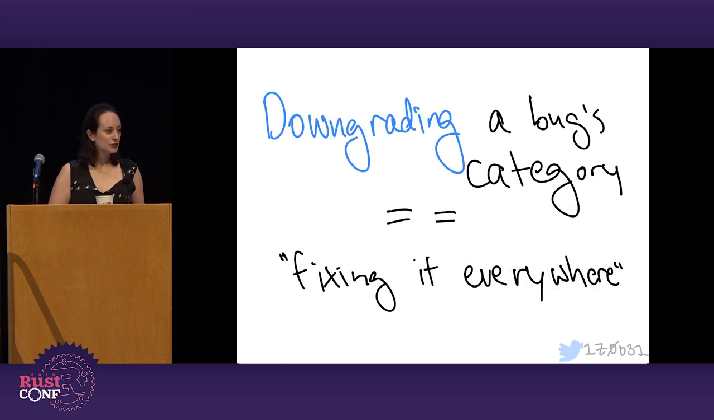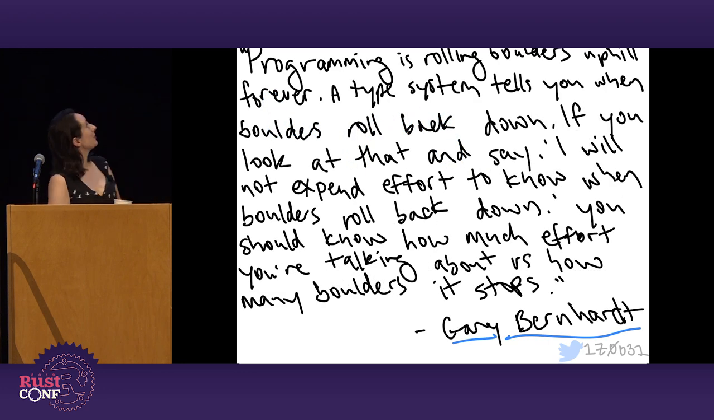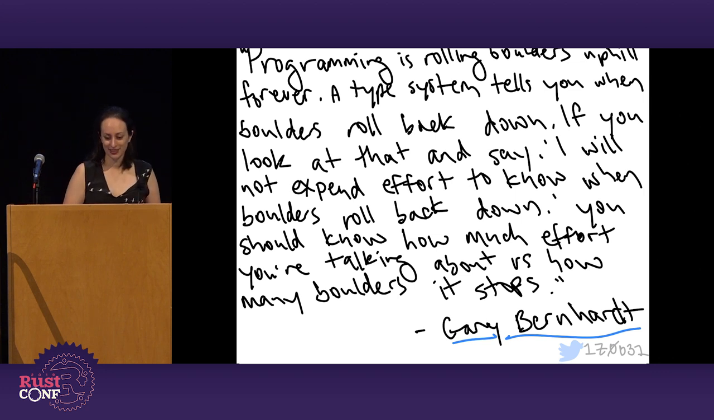Essentially, if we can downgrade a bug's category, ideally all the way to compile time, then it's, I would argue, a form of fixing it everywhere. So the Rust compiler does this a lot for us. And sorry for the large wall of text up there.